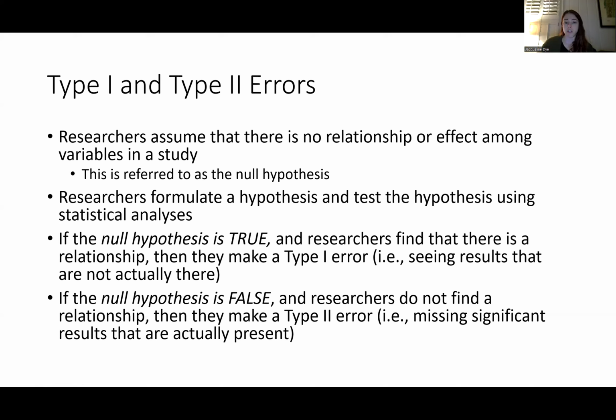If the null hypothesis is true and researchers find that there's a relationship, then they make a type 1 error. All this means is that basically the researcher is saying that there are results, there's a predictive relationship between variables that is not actually there, it's not actually real. If the null hypothesis is false and researchers do not find a relationship, then they make a type 2 error. And all this means is that the researcher had missed a significant result that is actually present. And that's called a type 2 error.